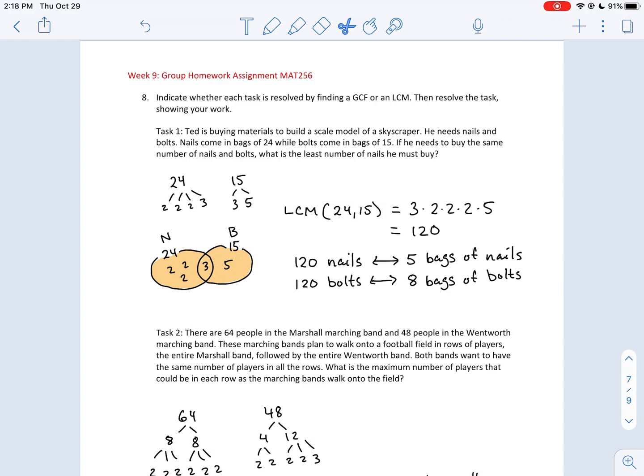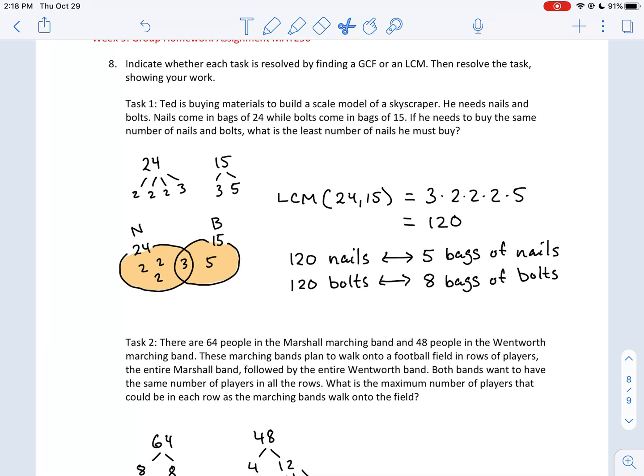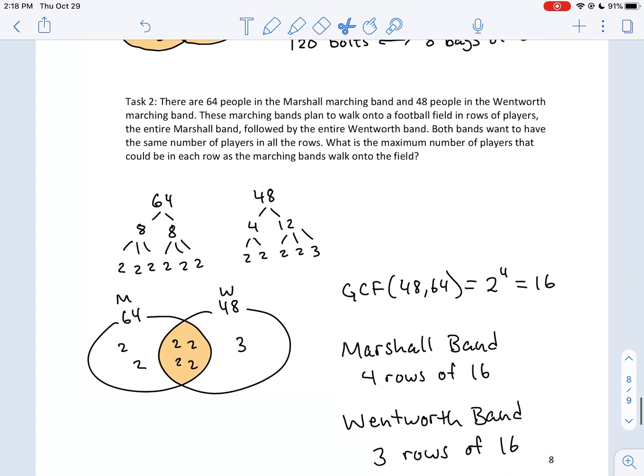And finally, question 8. Question 8 was trying to find a lowest common multiple, because we can't buy partial bags, so we can only get multiples of these bags. So we need to find the lowest common multiple, and that's going to be 120. So we need 120 nails, which means we need 120 bolts, and that corresponds to getting 5 bags of nails, but 8 bags of bolts.